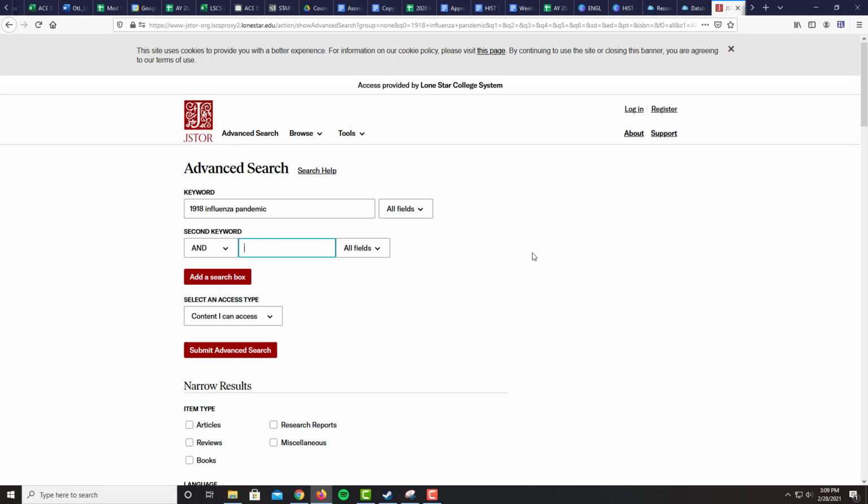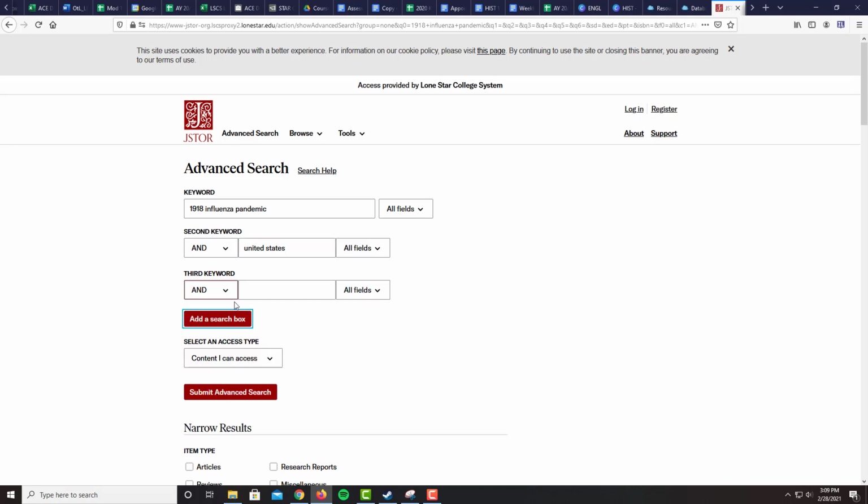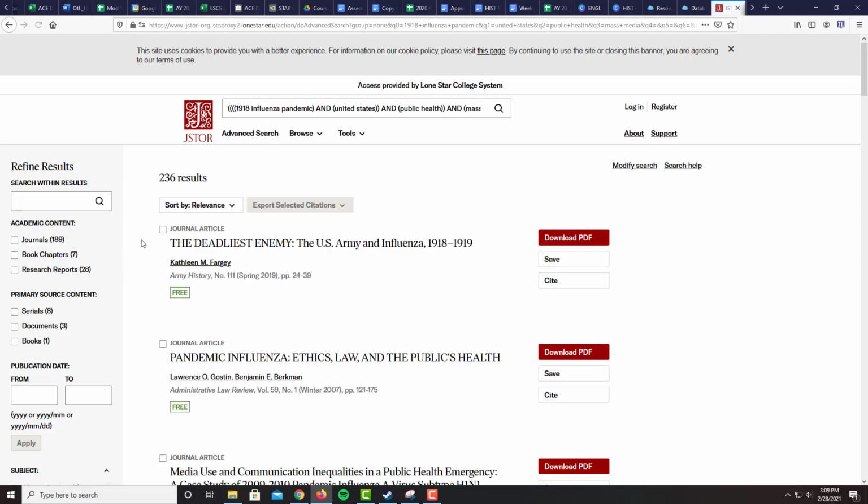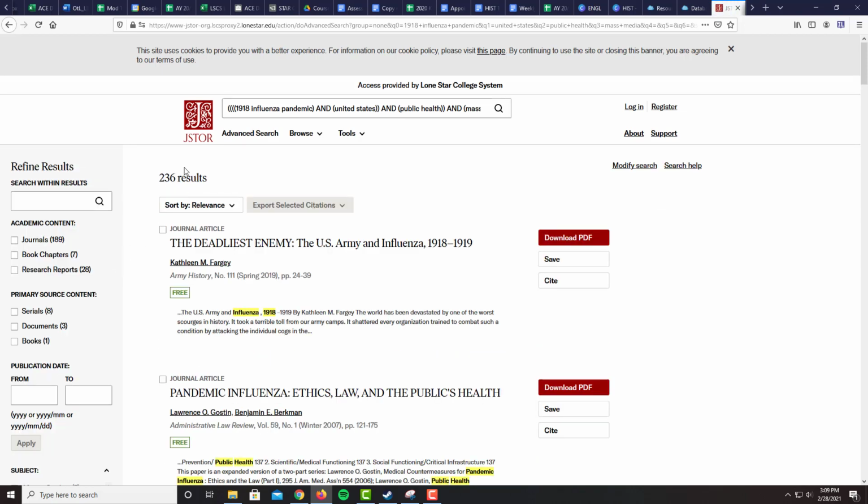And we're going to add in some additional terms here. So let's say we wanted to focus on the United States. And next I'm going to go ahead and add a box here. And I want to focus on public health and also the role of mass media in that. Let's go ahead and search again. Okay, down to 236. That's quite a leap, but let's see what else we can do here.